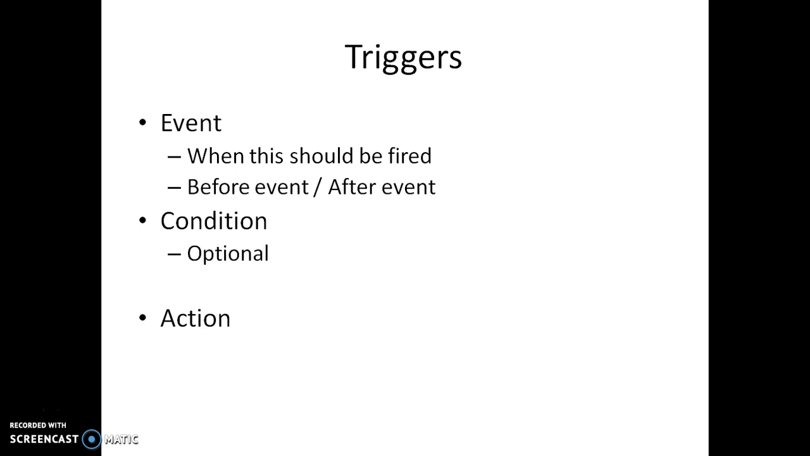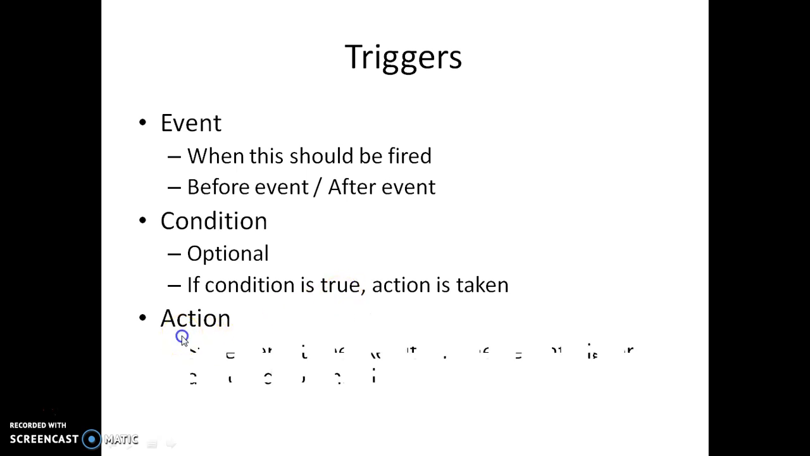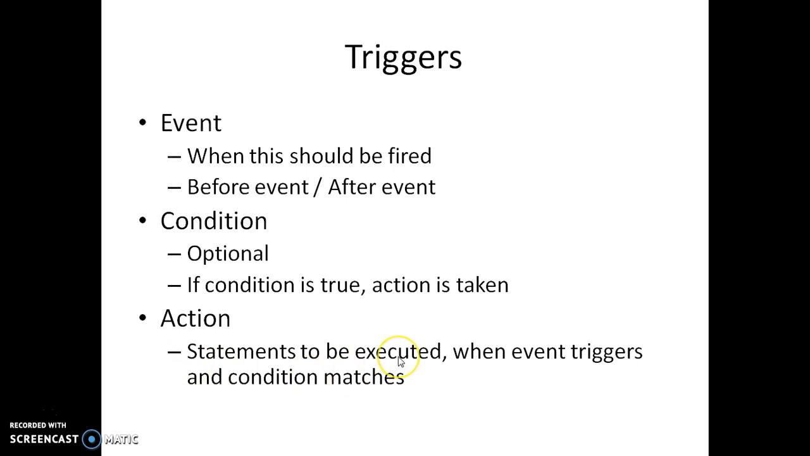Next is condition. Condition is optional because triggers are usually executed when the event happens. Now, condition specifies an additional option. If the condition is true, then the corresponding action will be taken. If the condition is false, the action will be discarded. Action is the statements that are to be executed when the event triggers and the condition matches. So for a trigger to execute, an event should happen as well as the condition should be met.